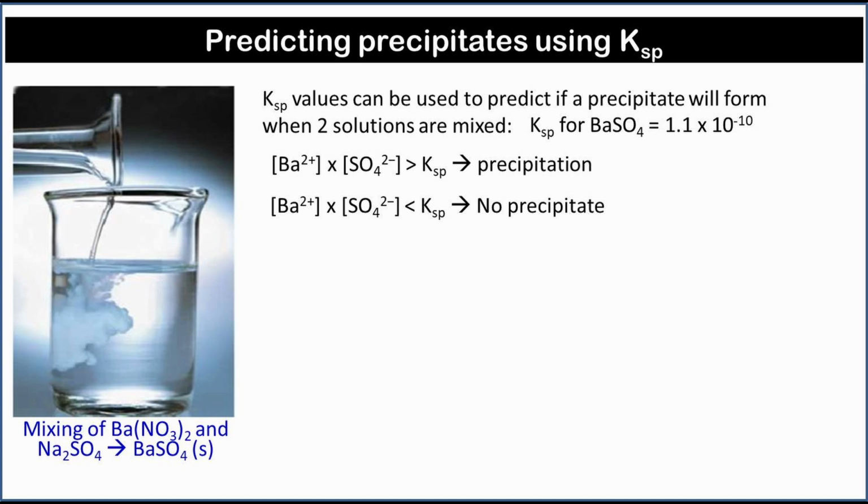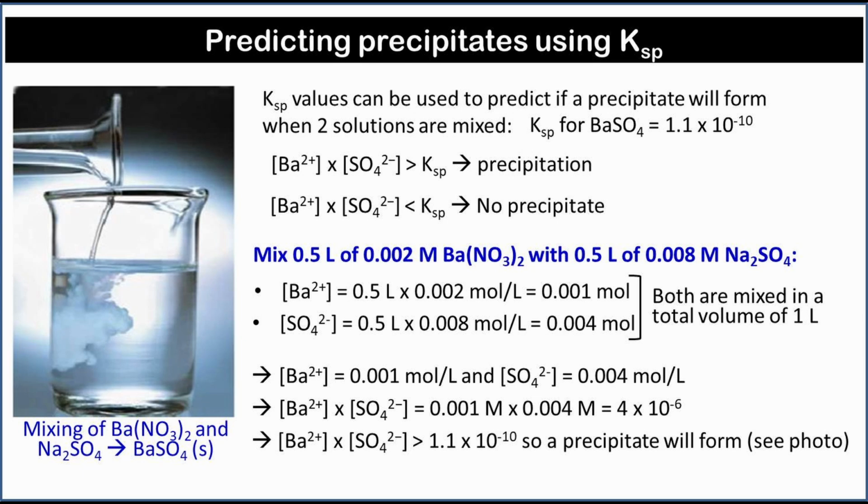The solubility product constant can be used to predict whether a precipitate will form when two solutions are mixed. We will illustrate this with an example. Barium sulfate has a very low water solubility. If the product of barium ion concentration times sulfate ion concentration is larger than the solubility product constant, then a precipitate will form. If the product is smaller than the solubility product constant, then no precipitate will form.